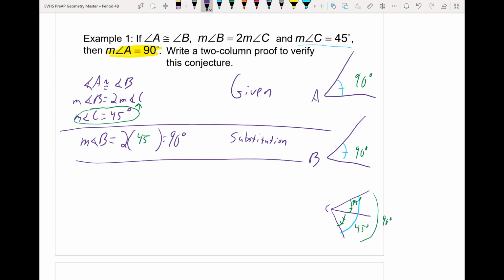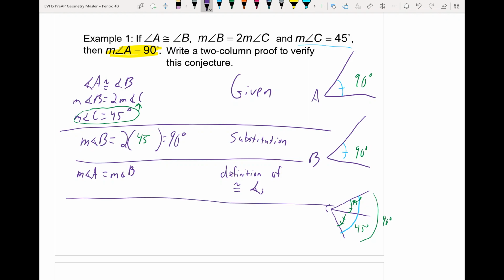Now, for the next step, since the measure of angle B equals 90 degrees, and angle A is congruent to angle B, I need to now convert to angle measures. So I know that because angle A and angle B are congruent, the measure of angle A is equal to the measure of angle B, and that is by the definition of congruent angles. All right.